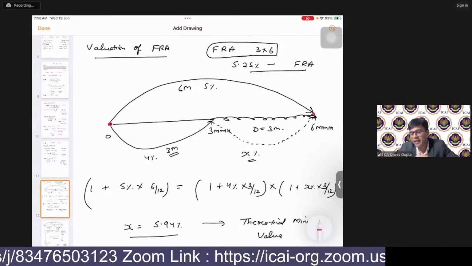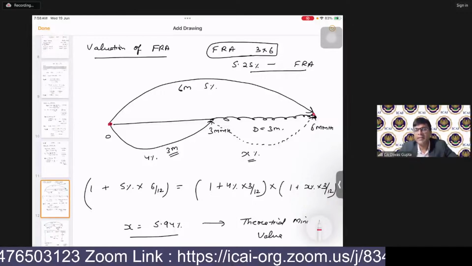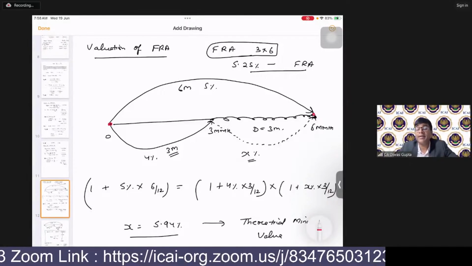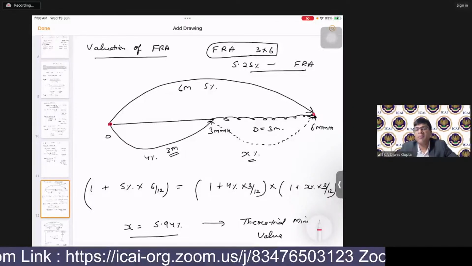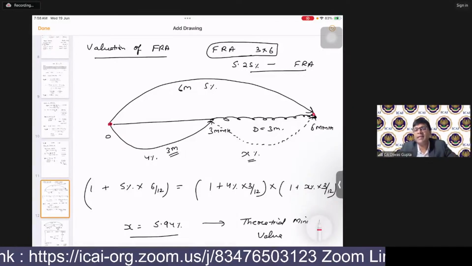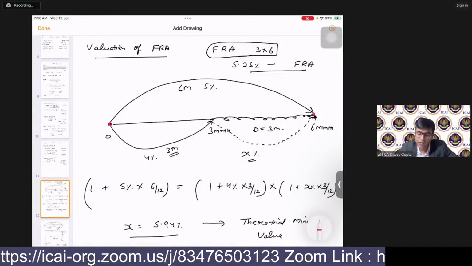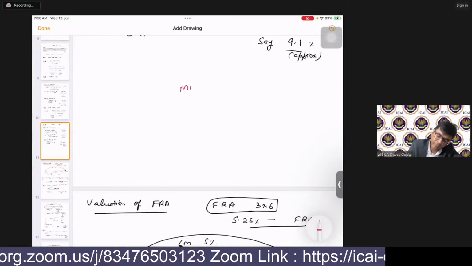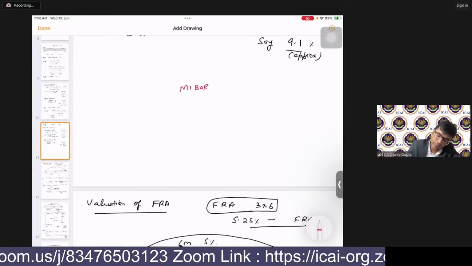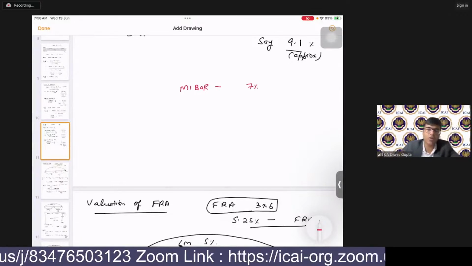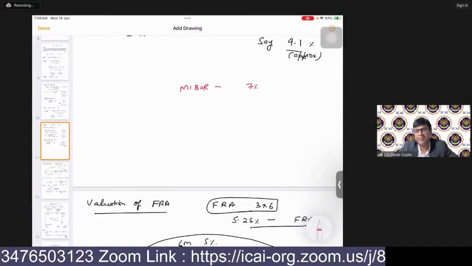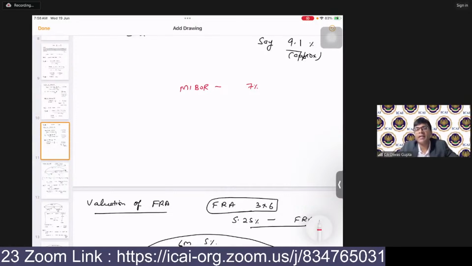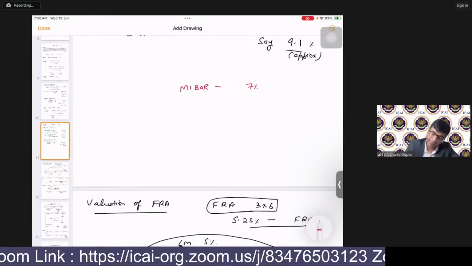Okay, one more thing. In the MIBOR discussion, I discussed with you that there is a benchmark rate that comes from the interbank market. But for different maturities, there are different rates. It's not that simply in the MIBOR it will say 7%, that's all. No, it's never like that.